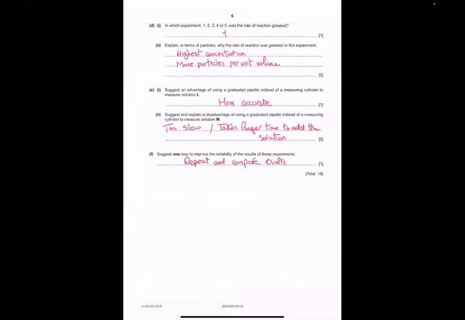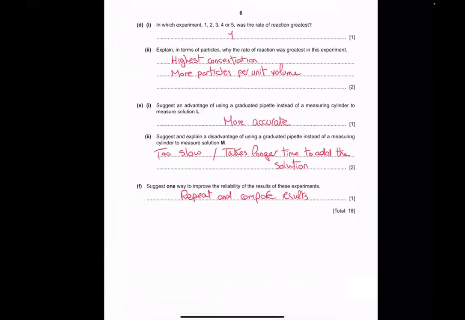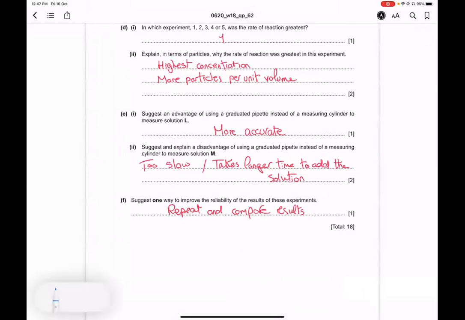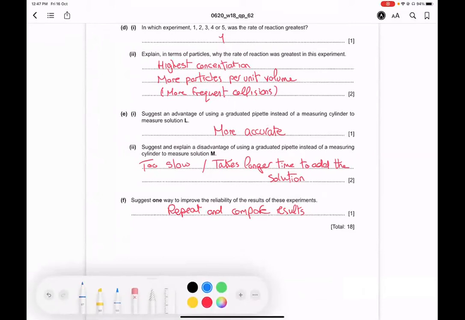In which experiment was the rate of the reaction greatest? Experiment 1. Why? Because it had the highest concentration, so more particles per unit volume, and you can also say more frequent collisions. But since this question was for 2 marks, the 2 marks are for saying that it had the highest concentration or a high concentration and more particles per unit volume.